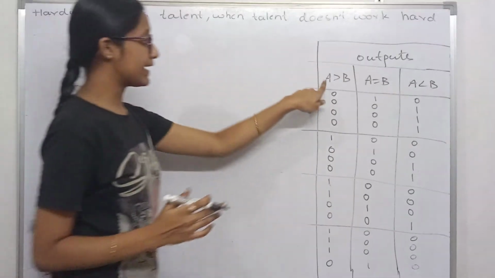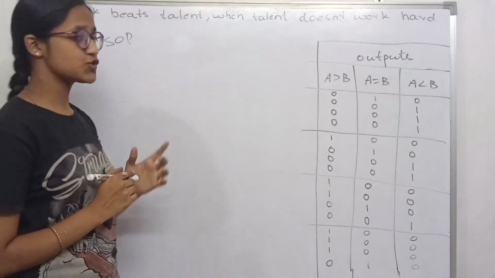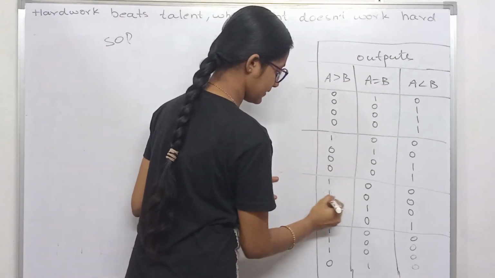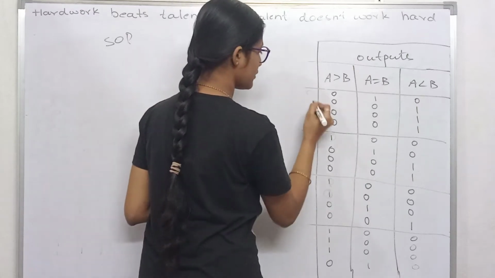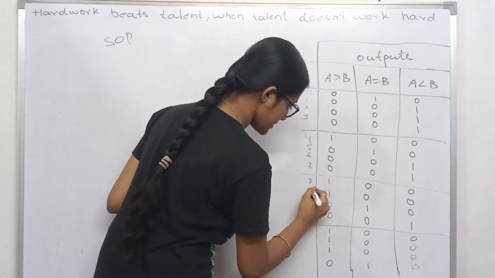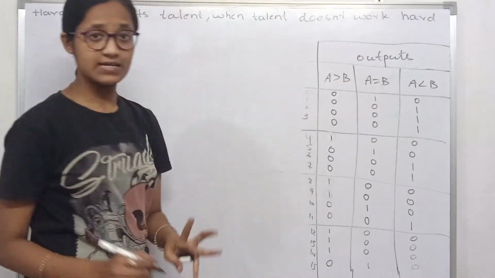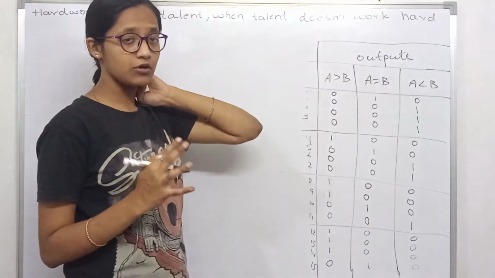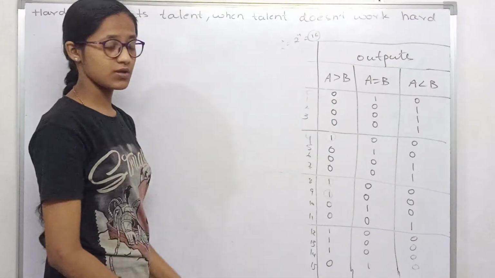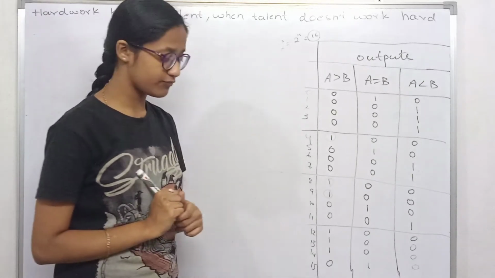I would like to draw first for A greater than B. Here, as it is SOP, we will have to consider the positions here, here and here: 0, 1, 2, 3, 4, 5, 6, 7, 8, 9, 10, 11, 12, 13, 14 and 15. 0 to 15, total 16, because we have 4 inputs. So 2 power n, where 2 power 4 is equal to 16 combinations that we obtained here. As it is SOP, we have to consider the positions 4, 8, 9, 12, 13 and 14.